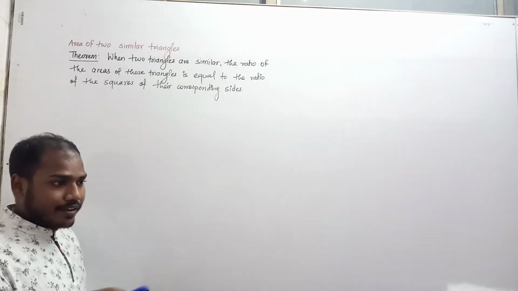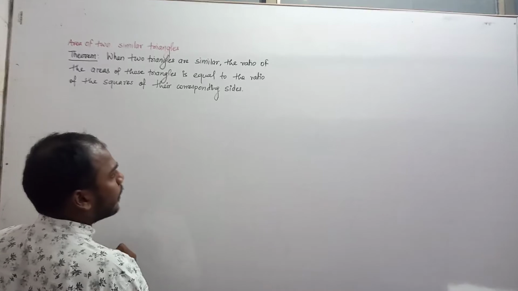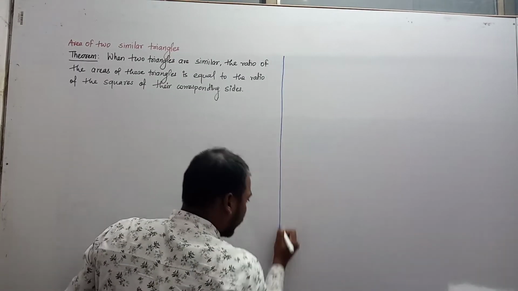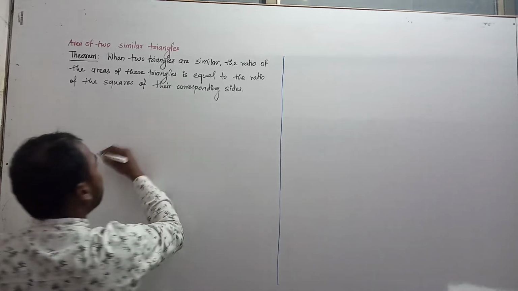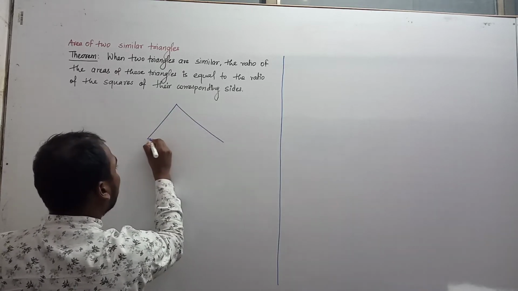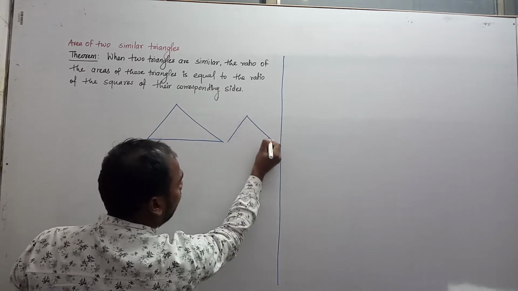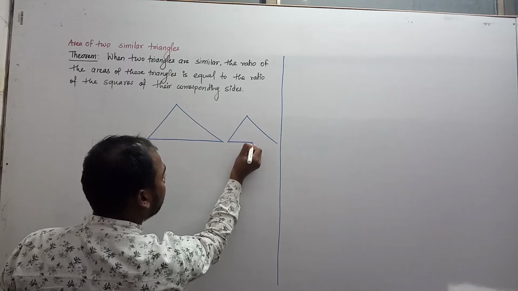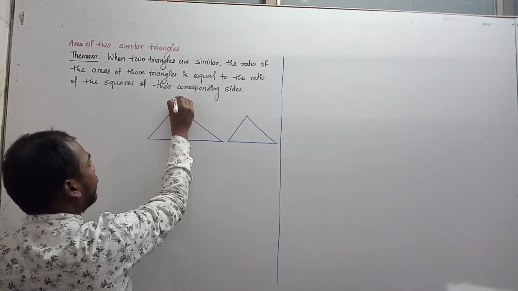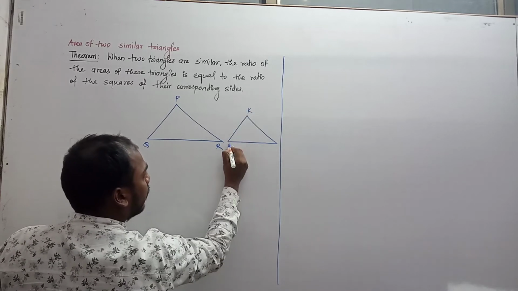First we will draw the triangles. As they have given that the two triangles are similar, first we will make two triangles, and then we will proceed to the proof part. Suppose this one is one triangle, and let's say this is the second triangle. I will name them P, Q, R and K, L, M.